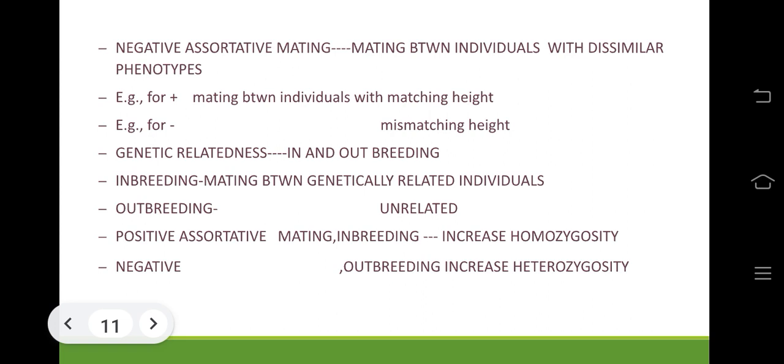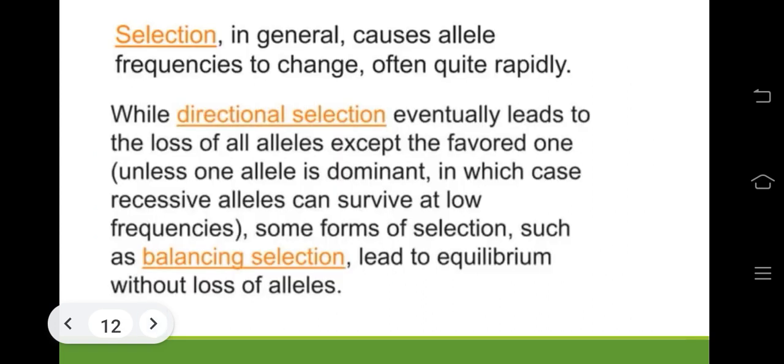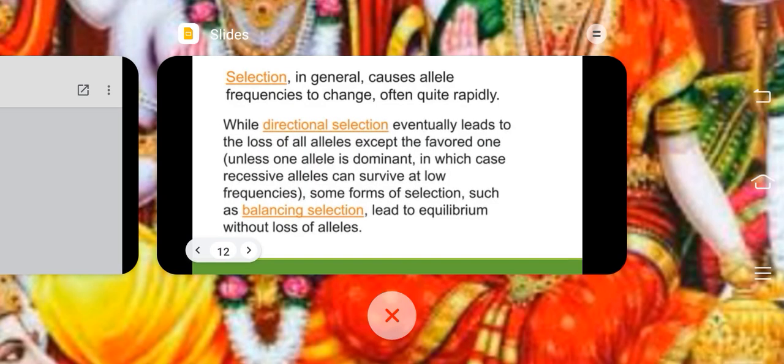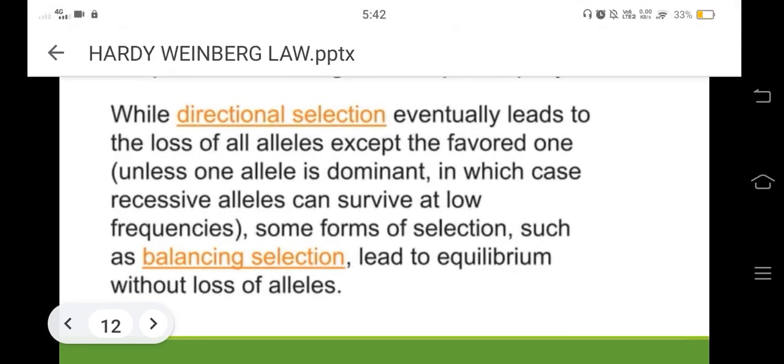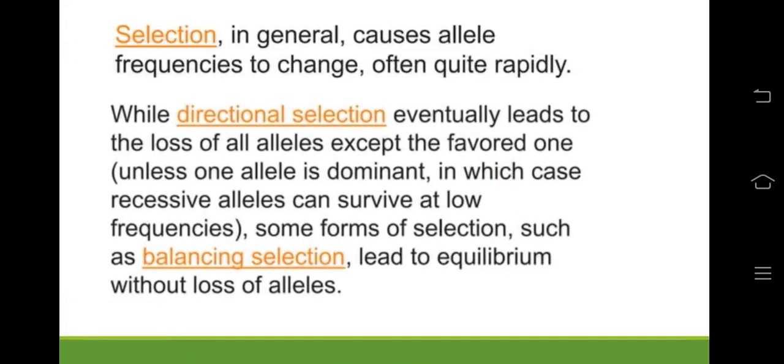Positive assortative mating, inbreeding, increases homozygosity. Negative assortative mating, outbreeding, increases heterozygosity. Then selection in general causes allele frequencies to change, often quite rapidly. Directional selection eventually leads to the loss of all alleles except the favored one, unless one allele is dominant, in which case recessive alleles can survive at low frequencies.